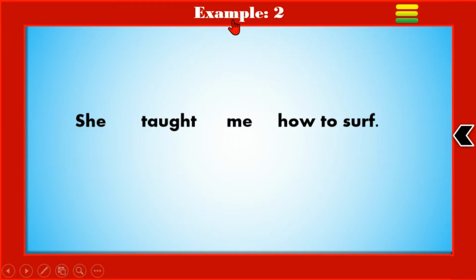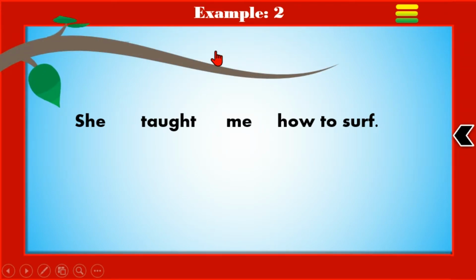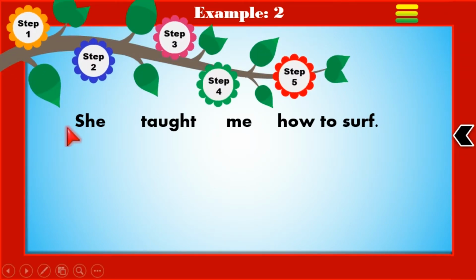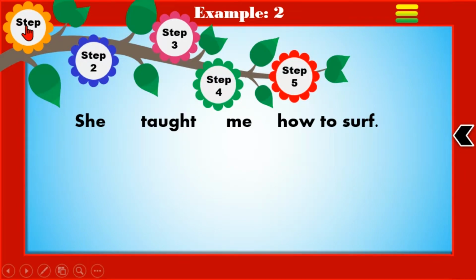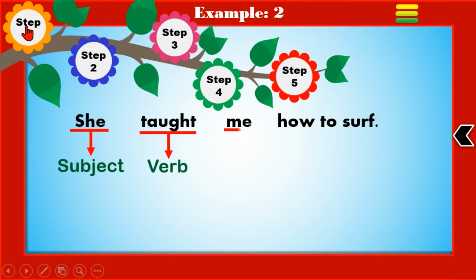Example 2. She taught me how to surf. Yes. Step 1. Identify subject, verb and object. Step 2. Subject becomes object. Here the subject is she, and the object form is her.